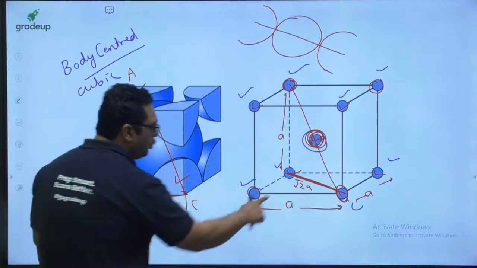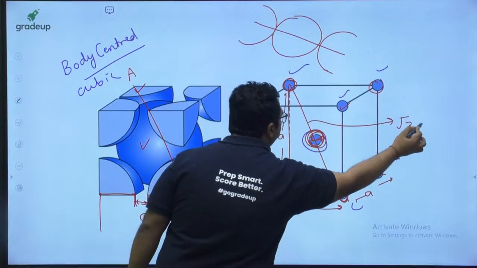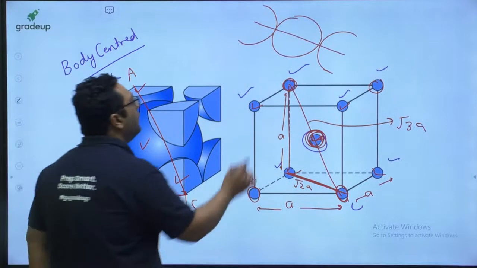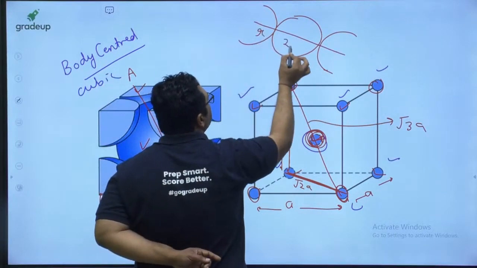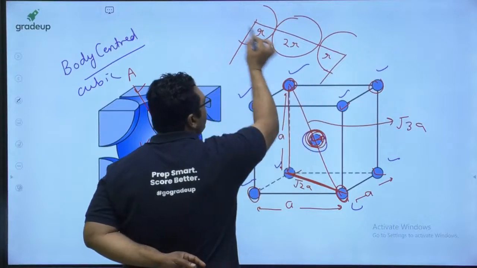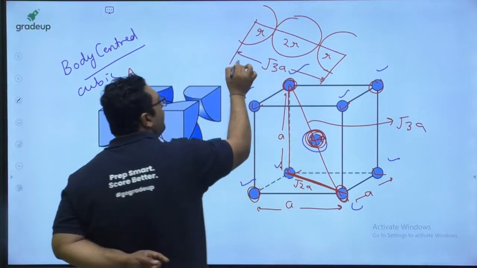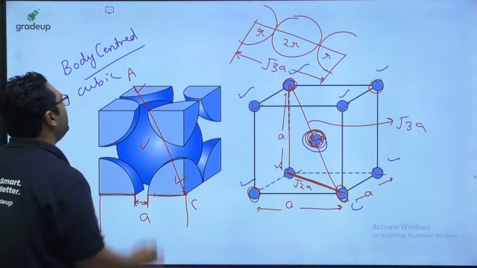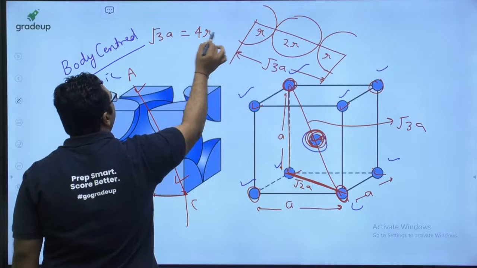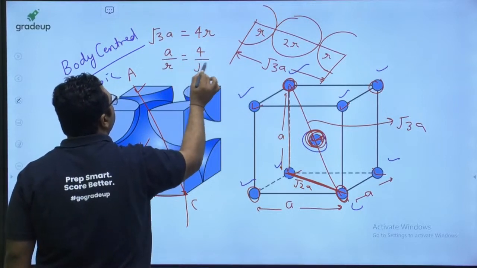And my dear, if this is root 2A and this is A, this is nothing but root 3A, again by Pythagoras. This is radius R, this is radius 2R, this is radius R. So from this to this, it is 4R, but it is also root 3A. If both are equal, you can write root 3A equals 4R. If you find the A to R ratio, it comes out to be 4 by root 3.